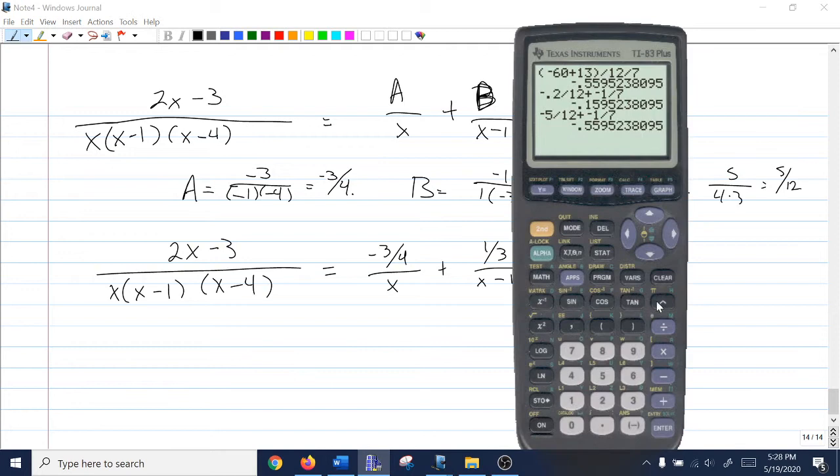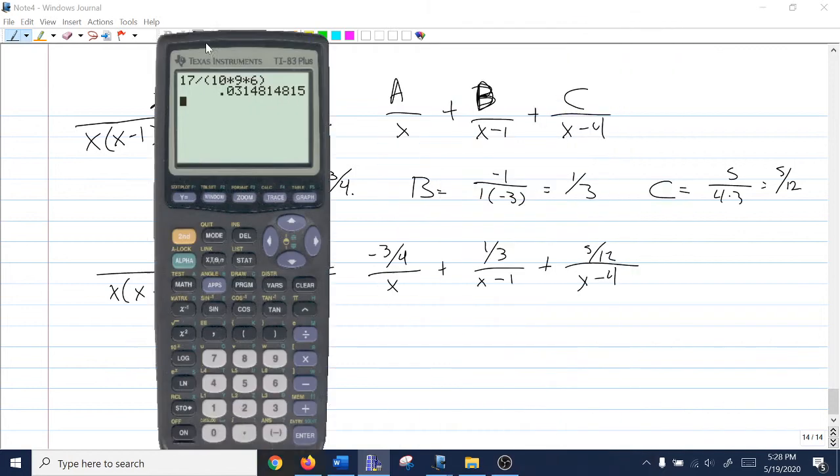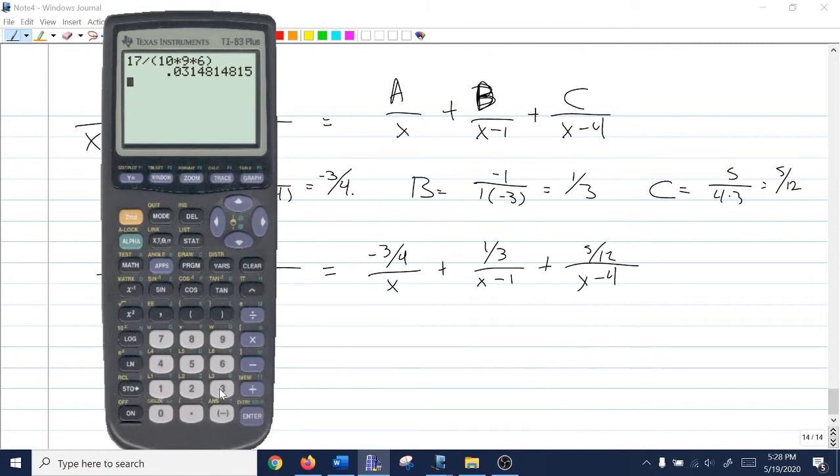Let's plug in 10 and see if that's right. 20 minus 3 is 17. What do I have on bottom? I have 10 times 9 times 6. I know I just said I'm not going to plug it in anymore, but I feel like I need a win. 0.03. Plug 10 on the right hand side. Negative 3/4 over 10, that's negative 3 over 40. Plus 1/3 over 9. Plus 5/12 over 6. We did it.